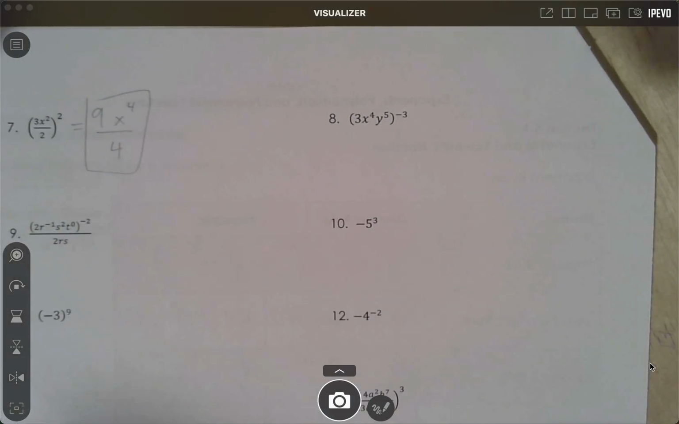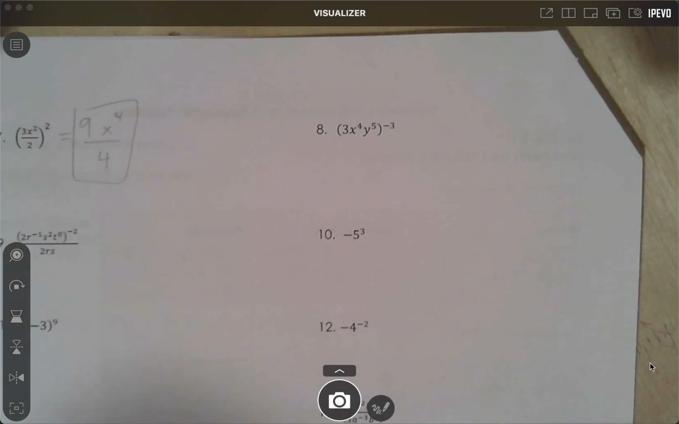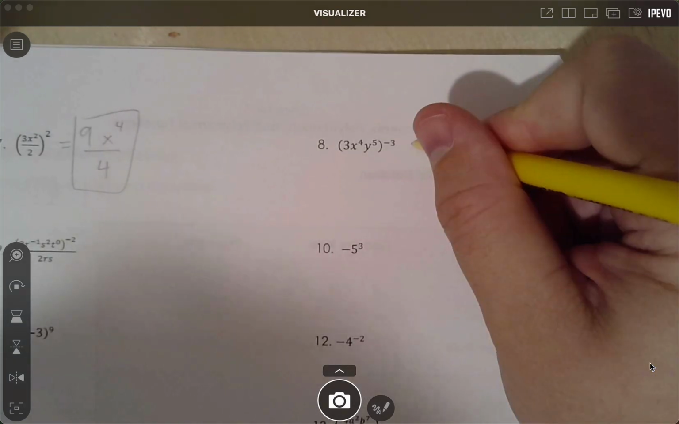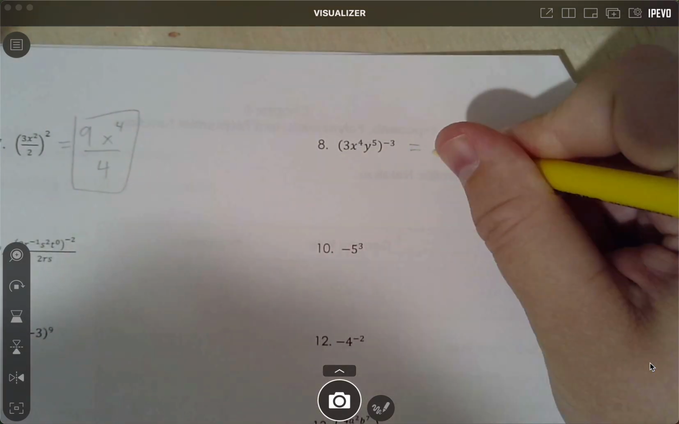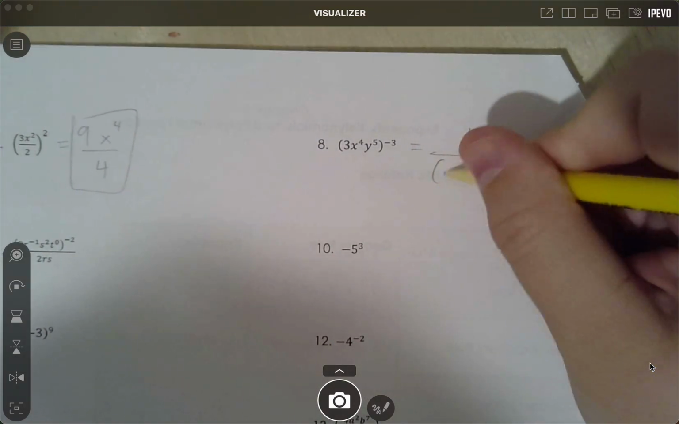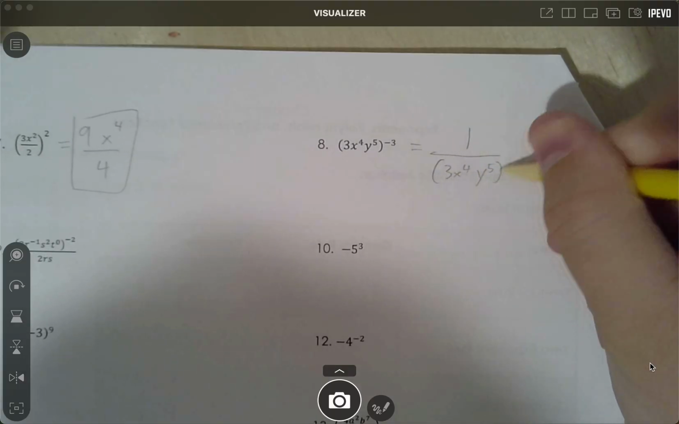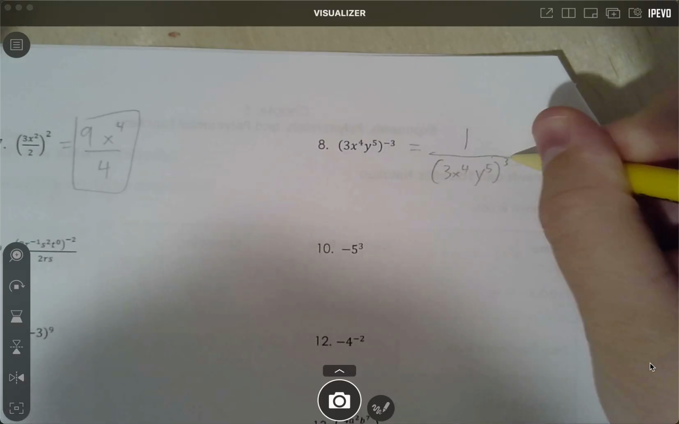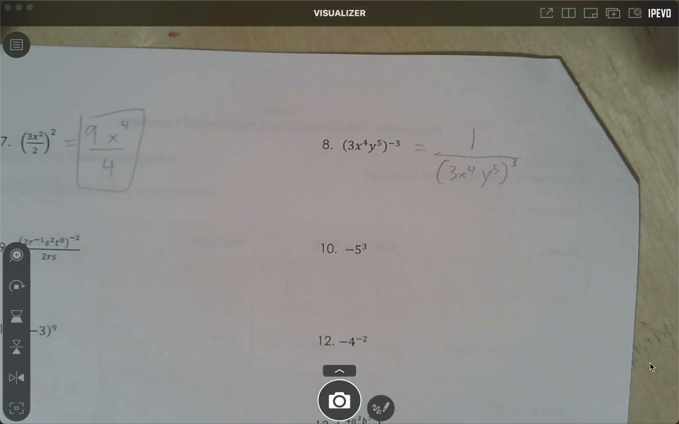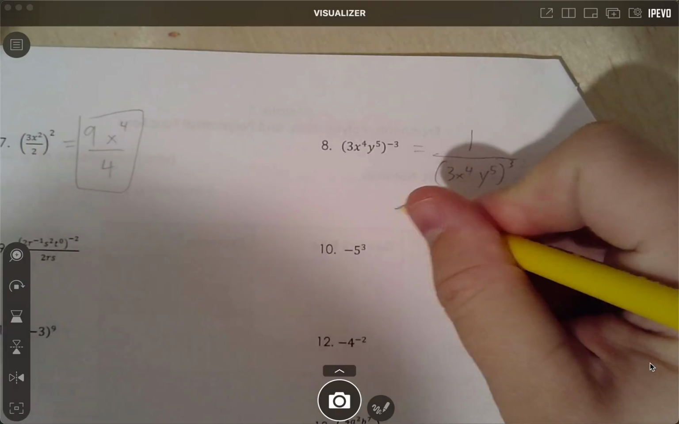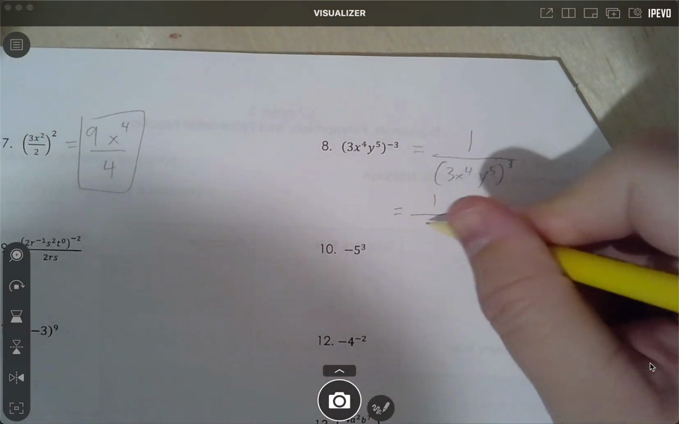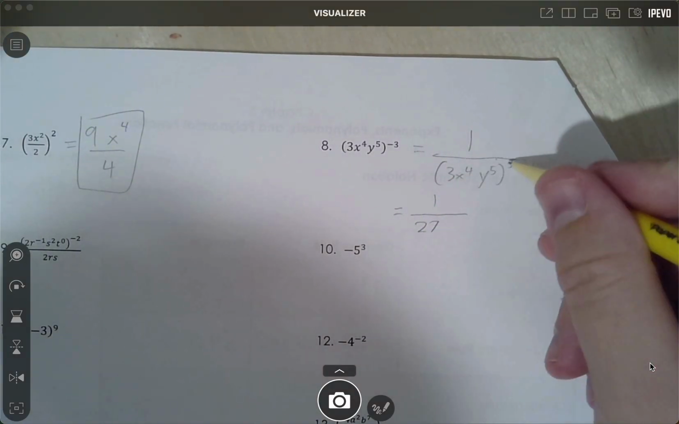Up next, for number 8, there's 2 ways of going about this. I'm going to say that this is 1 over all of that to the positive third power. So I'm noticing a negative exponent, and I'm already saying, why don't I just transfer that to the bottom? And now that whole thing is on the bottom, and so let's work that out. That would be 1 over 27. That's what 3 cubed is.